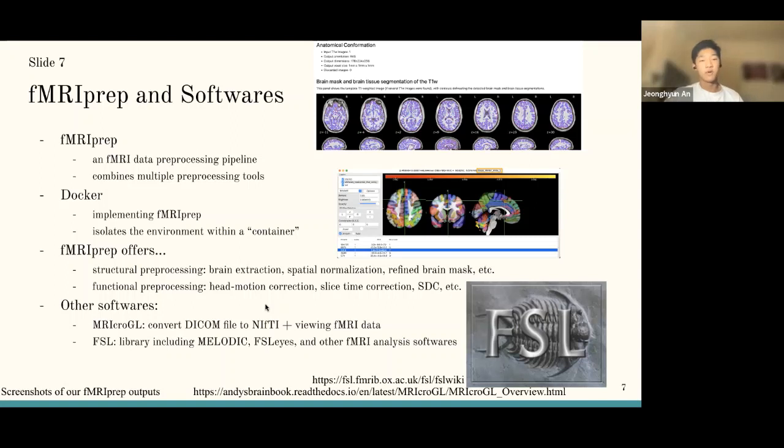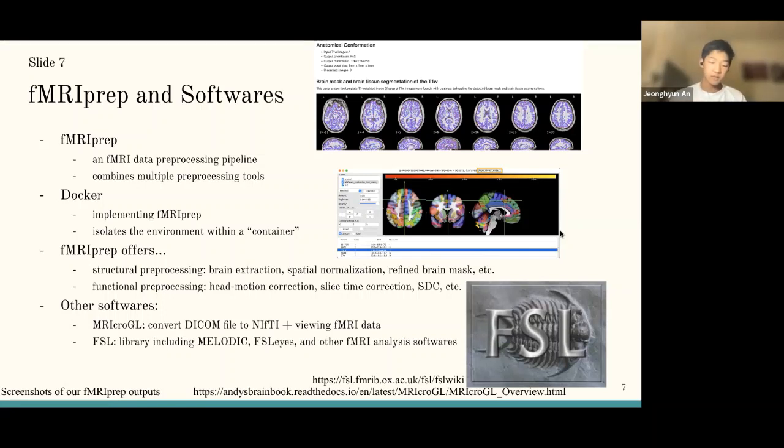Now, implementing fMRIprep involved Docker, and Docker is basically a program that creates isolated environments to run fMRIprep. The reason we need Docker is because fMRIprep, along with a lot of neuroimaging preprocessing pipelines, has a lot of dependencies. So for fMRIprep specifically, it has FSL, FreeSurfer, ANTs, and a lot of other programs. And so these dependencies might have conflicting compatibility issues with the operating system. Docker basically creates an isolated environment called a container to run fMRIprep, and so we don't run into these issues. Now, fMRIprep offers structural and functional preprocessing, and this is the list of the preprocessing steps that it does for us, and Ayan will go more into these later on.